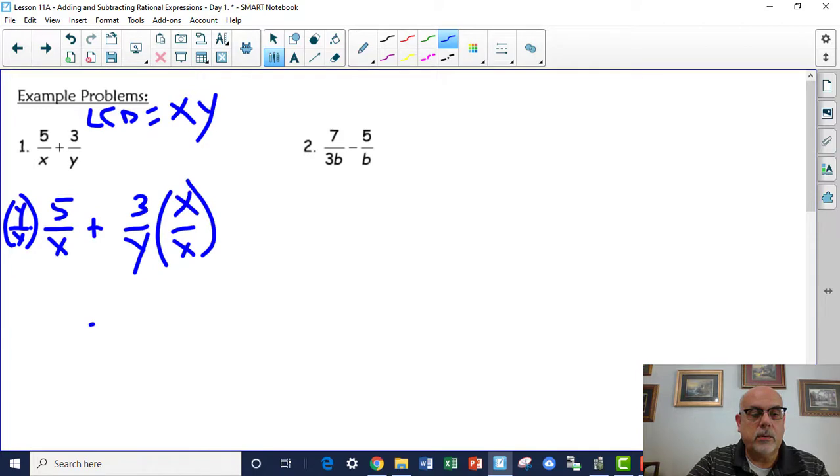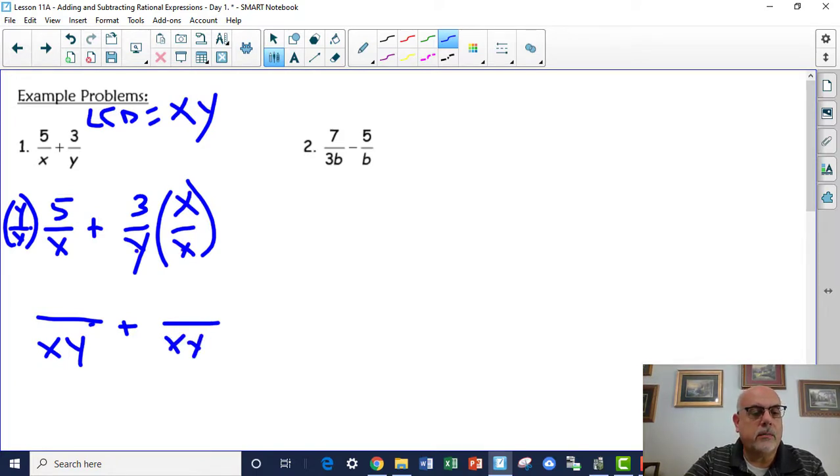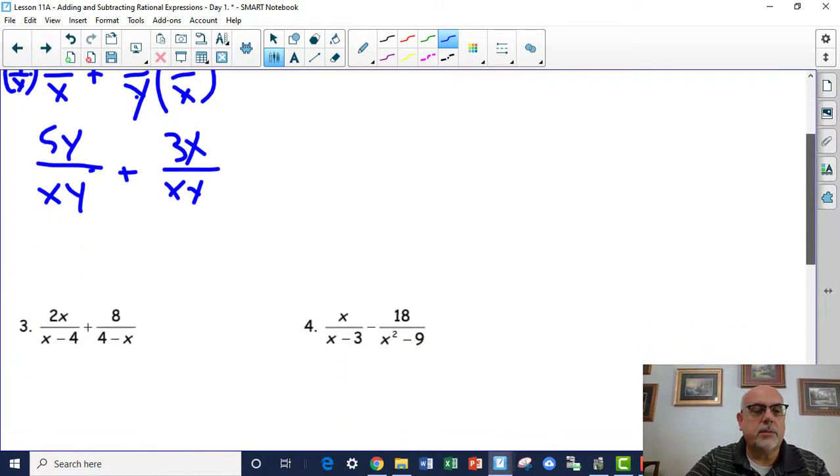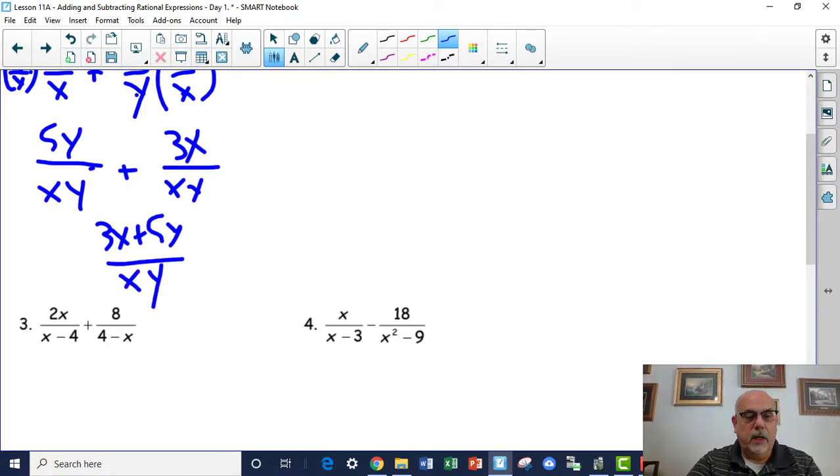Okay? So now you have xy in both denominators, right? So the first numerator is 5y. Second numerator is 3x. So when we look at this, the ultimate answer is 3x plus 5y over xy. Final answer. Okay? On number 3, there's that -1. If you multiply that second fraction by -1 over -1, it allows you to reverse the term so they'll match that one.